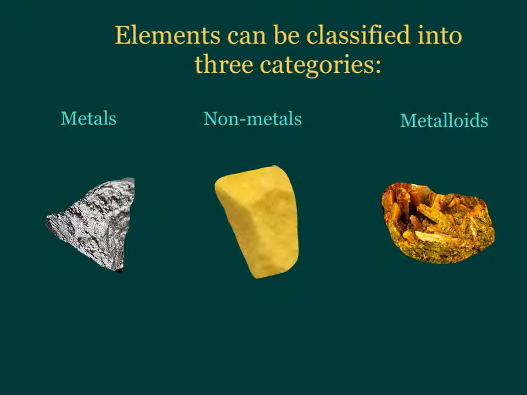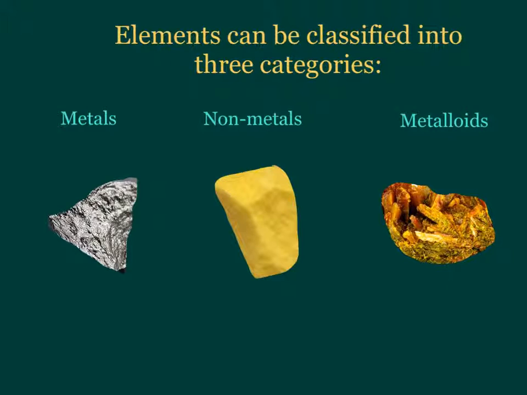Elements can be classified into three categories: metals, nonmetals, and metalloids. Metals are solids at room temperature. They have luster, they are malleable, ductile, and are good conductors of heat and electricity. An example is zinc.